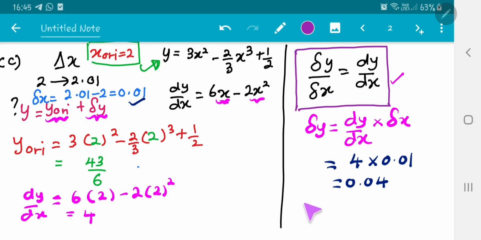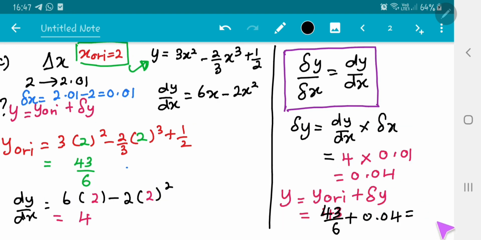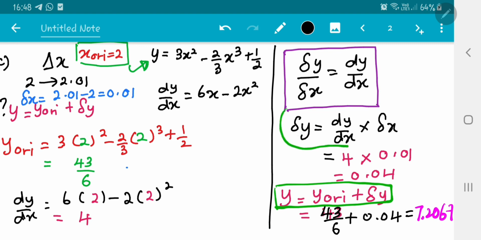Now the approximate value of y is given by the original value of y, where just now we got 43 over 6, plus the small increment in y, which is 0.04. So your final answer is 7.2067. So approximate value of y means that you take the original value of y plus the small increment in y. That's why we need to find the small increment in y value first. Okay, that's all.